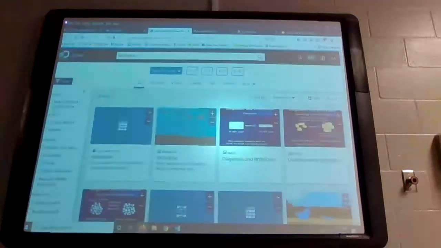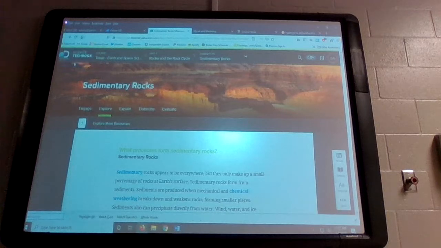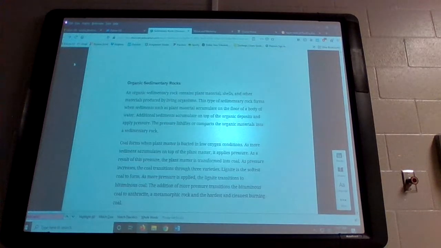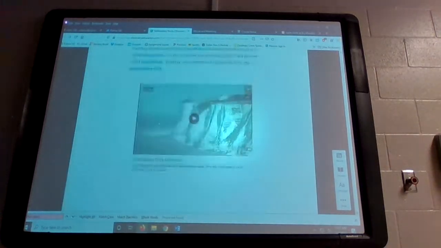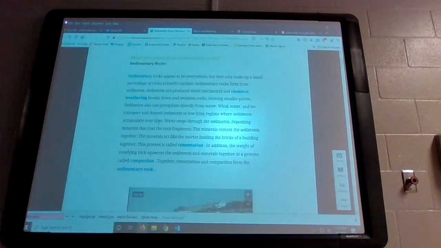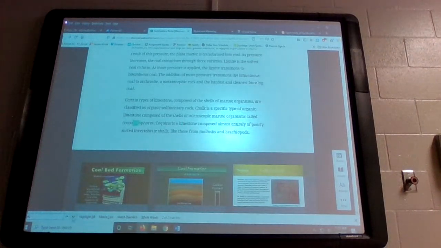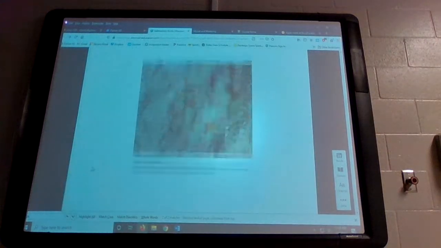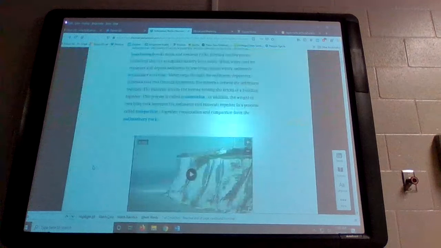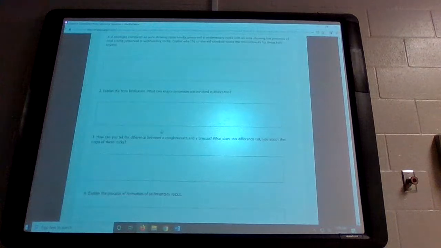Lithification. Oh, it's not going to search the page. Let me go back and search the page. Just do Edit, Find. Wow, that's pretty interesting. Not on the page. Okay, fine. So we're going to have to define this ourselves because that's not really good.